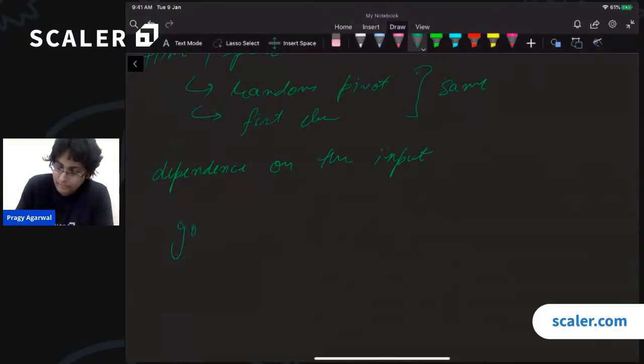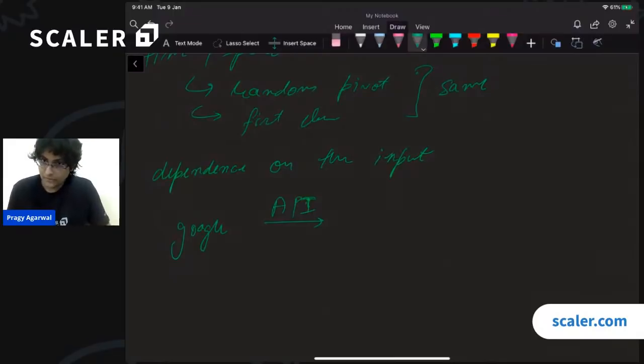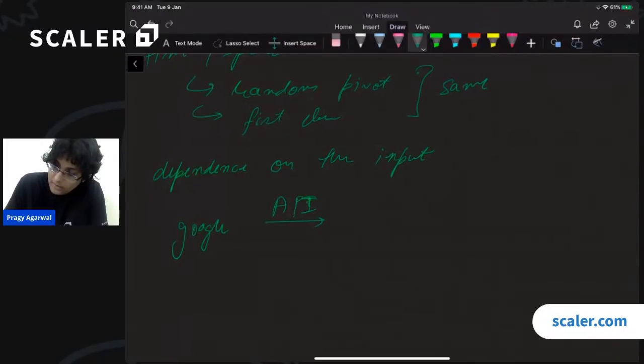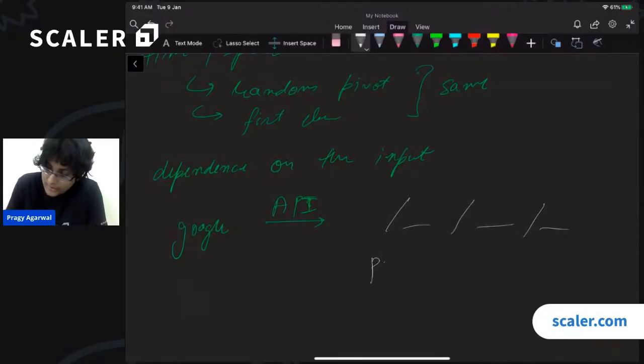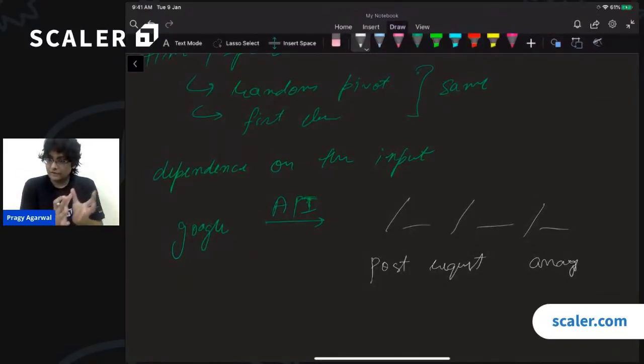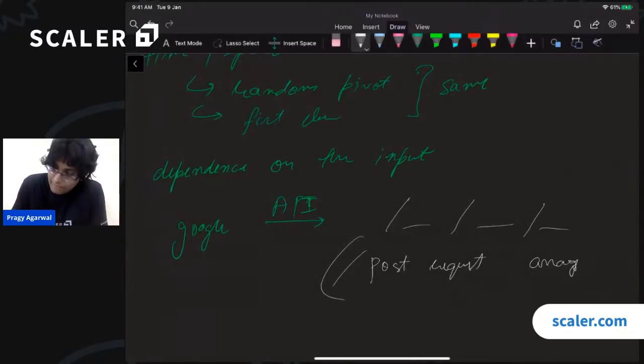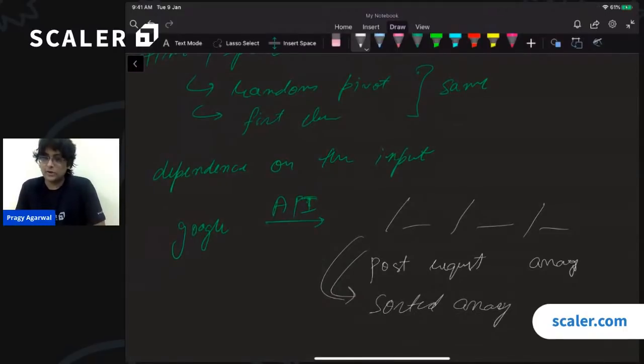Suppose that you are Google and you have a particular API, a particular service that you're providing to your customers. So this service looks something like this. There's a particular URL that Google has. What you can do is make a post request with some array to this particular URL, and this API will give back the sorted array. This is what Google is doing, for example.